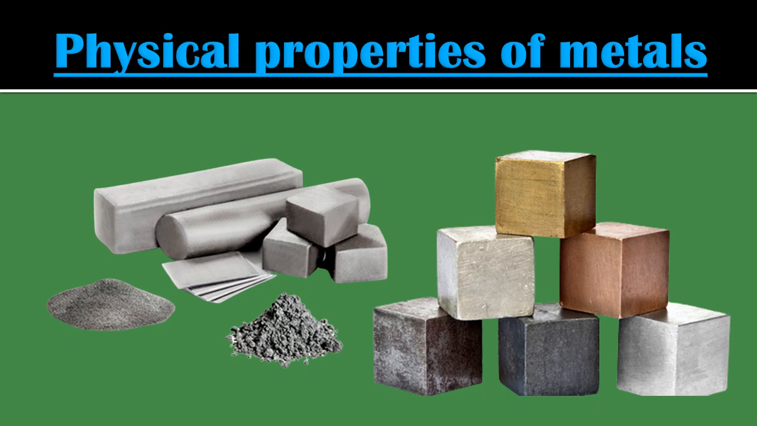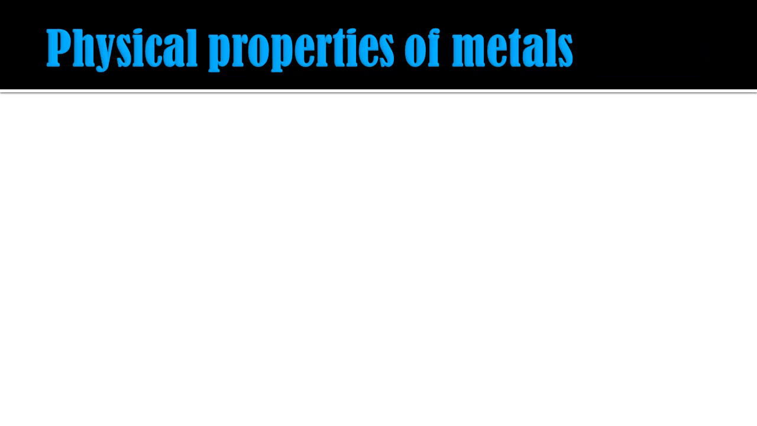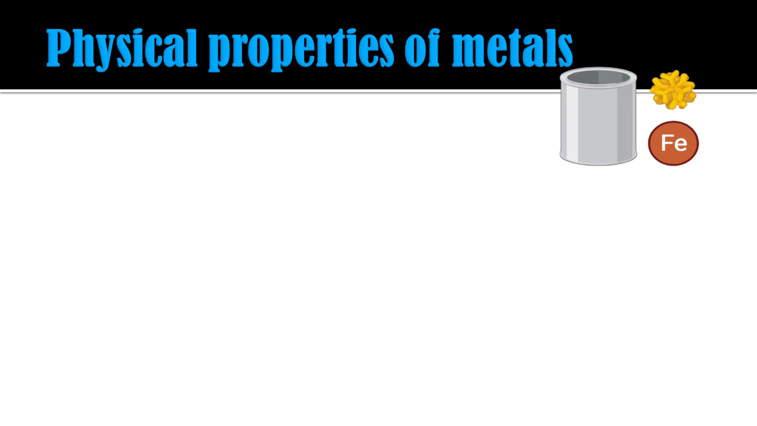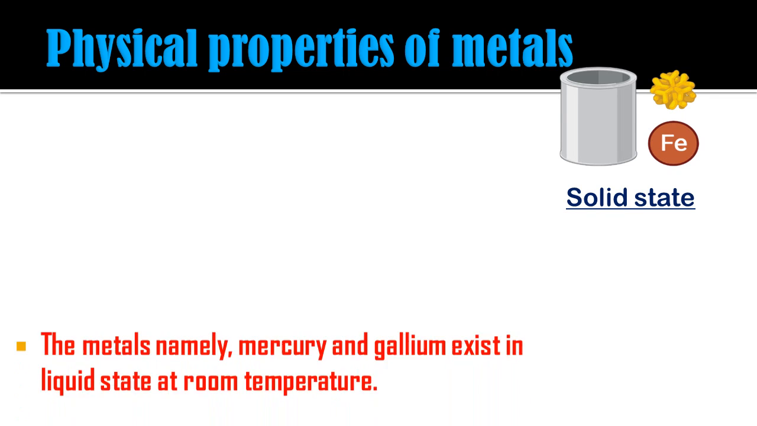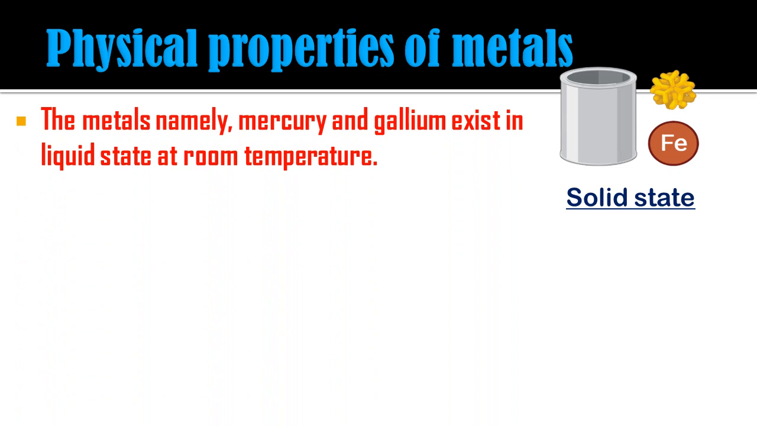Alright, so let's first discuss the physical properties of metals. First, metals exist mainly in solid state, as they are hard. The metals mercury and gallium exist in liquid state at room temperature. So all the metals are in solid state or hard, but exceptions are mercury and gallium, as they exist in liquid state at room temperature, that is 27 degrees Celsius.